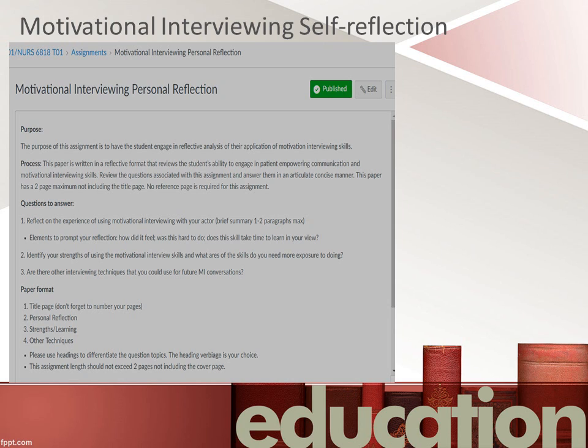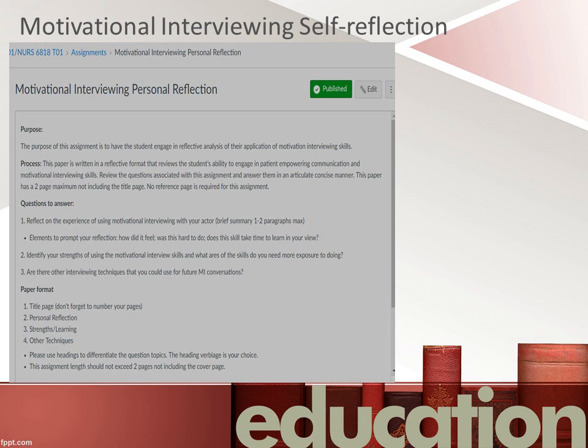How hard was it? The next piece is identifying your strengths. So, of the skills that you were using, what do you think you really did well? And what do you think is some element of the skill set that you're going to need some time to learn? And tell me why. Are there other interviewing techniques that you could have employed along with this that you may have used as a nurse that you can roll over actually into this new role as a nurse practitioner?